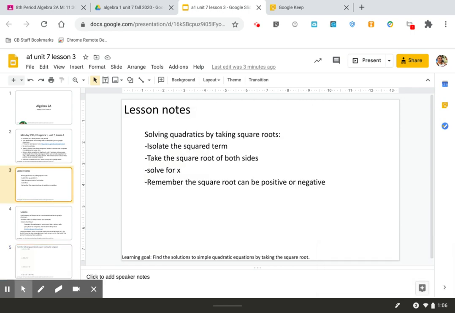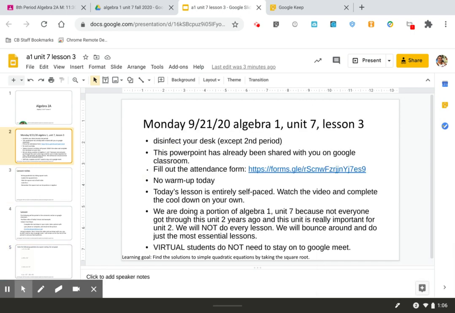All right, so today we are going to start a mini unit. As I explained, before we start Unit 2, we're actually going to do a portion of Algebra 1, Unit 7. Some of you got through all of this 2 years ago when you took Algebra 1, some of you did not. So instead of doing the entire unit, we're just going to do a portion of it, basically the most essential lessons from that unit.